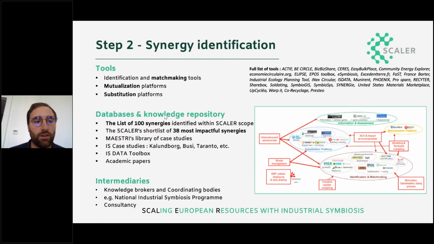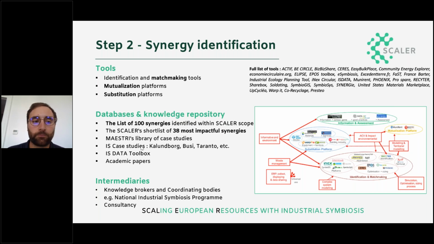We have also databases and knowledge repositories you can use. So, for example, the list of 100 synergies we identified in Scalar. I will present it after. Also, the Scalar shortlist of 38 most impactful synergies. You have also the Maestri library of case studies, which is a result of another European project on industrial symbiosis.